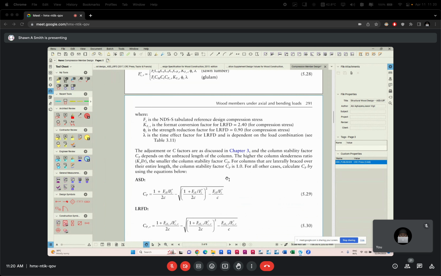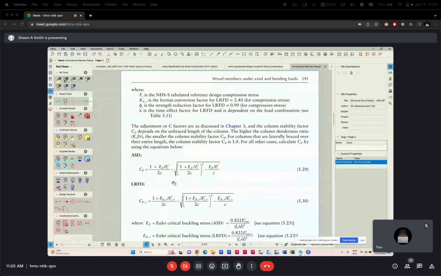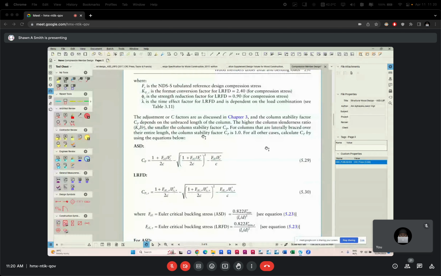Unfortunately, class, unlike beams, where we stick to the case where the beams are continuously braced or supported by flooring or whatever the case may be, for columns we might not have that scenario, where CP is 1 by virtue of having a wall or whatever the case may be along the column. Not in all cases. So we are going to learn to calculate the value of CP, unlike the value of CL where we used 1.